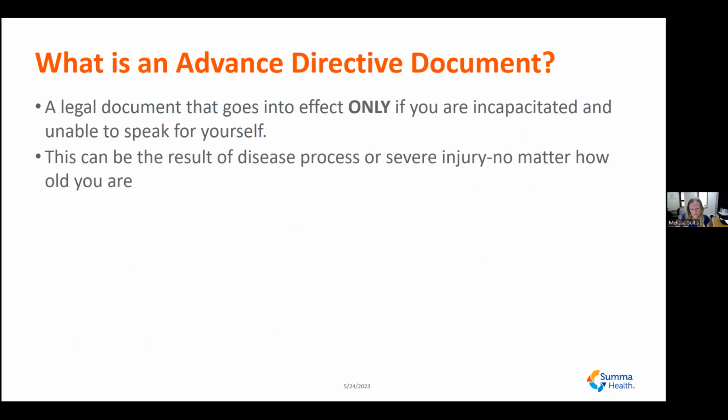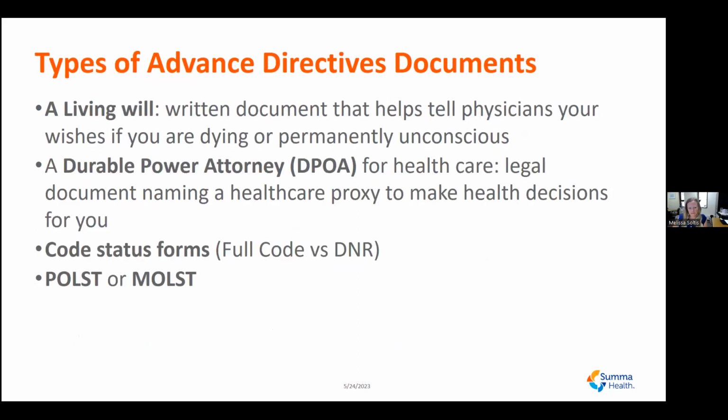And again, what is the document? It's a legal document that only goes into effect if you're incapacitated and unable to speak for yourself, out of a disease process or severe injury, no matter how old you are. So a brief overview here of the types of advanced directives. Depending on where you live, there's a variety. I'm going to dive into these a little bit deeper here. We use the Ohio State Form DNR for code status. We do not have POLST and MOLST in the state of Ohio.